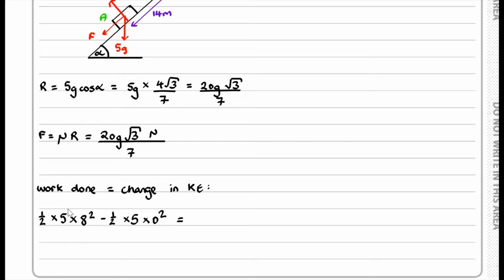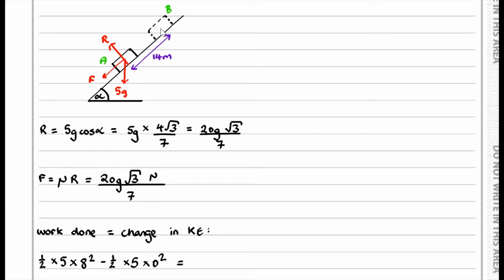And the work done against gravity, if it finishes at the point B, is mgh, and remember we want the perpendicular height, so we have 5g times 14 sine alpha. And then the work against friction is the distance 14 multiplied by the frictional force F.